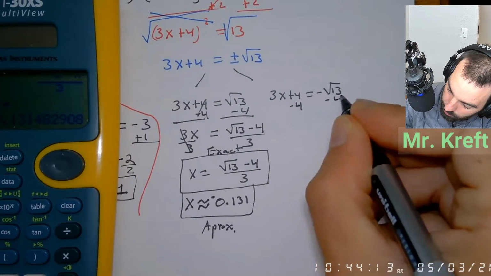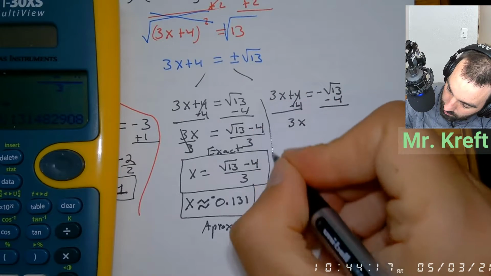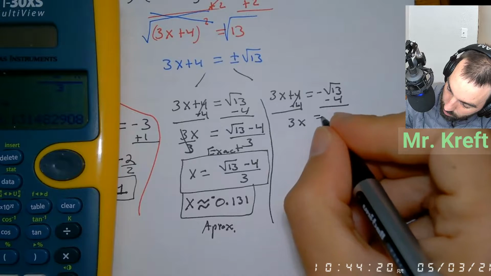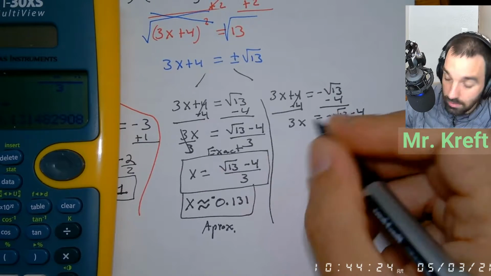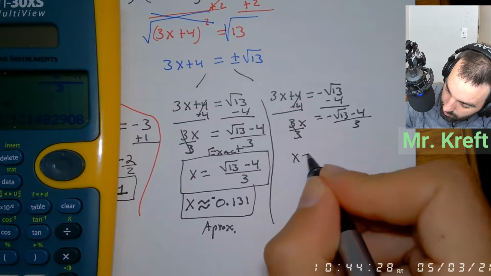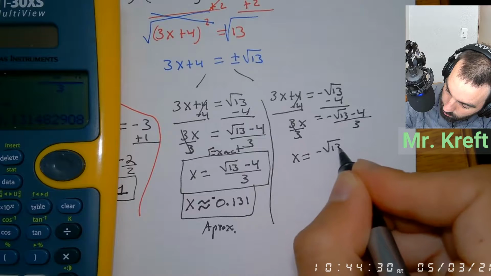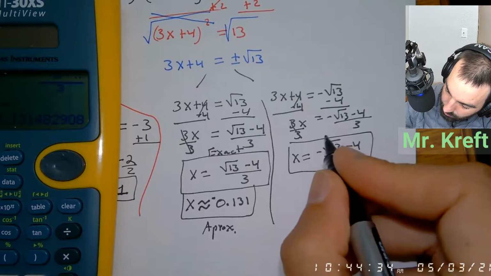So I'm going to subtract 4 from both sides. And I get 3x equals negative root 13 minus 4. See how I'm just leaving it? And then I divide by 3. And then I just leave it all there. So negative square root of 13 minus 4 over 3. So that's my exact answer.